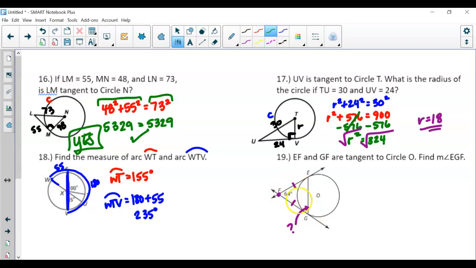So that means here, if we have isosceles, then the two base angles are congruent. So I can subtract 64 from 180, which is 116 degrees. Then divide that by 2 because the two base angles are congruent, they're equal to each other, and you get 58 degrees.